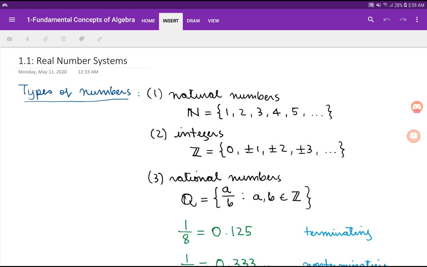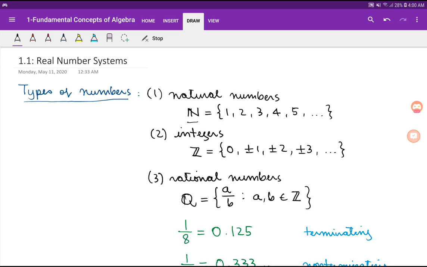So there are four types of numbers in the real number system. The first is what we know as natural numbers. In mathematical notation, we write it as the capital N, a set of numbers 1, 2, 3, 4, 5 and so on.